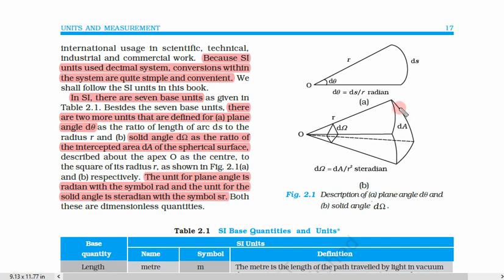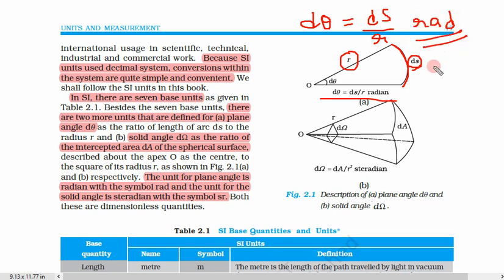So we learn about plane angle in radian, a unit radian. So what was a radian? We saw that the radius is r and this arc is ds. So what is angle? Angle is equal to this arc ds upon radius. This angle will come in radian. This is for a circle.